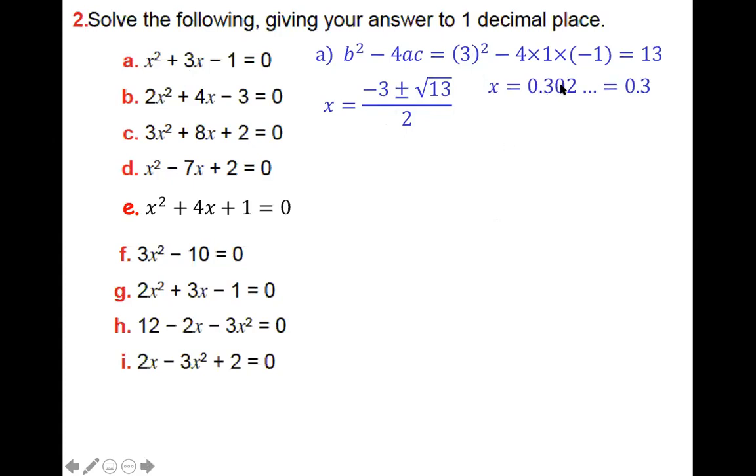So it would be 0.302... just meaning there are more decimals after the 2. Because you've been asked to round it to 1 decimal place, you look at the second decimal point. If it's less than 5, you don't change the 3. If it's 5 and over, the 3 just gets rounded up. The second one is the negative one, minus 3.302, rounded to minus 3.3 to 1 decimal point. And again, you will get full marks by answering the question.